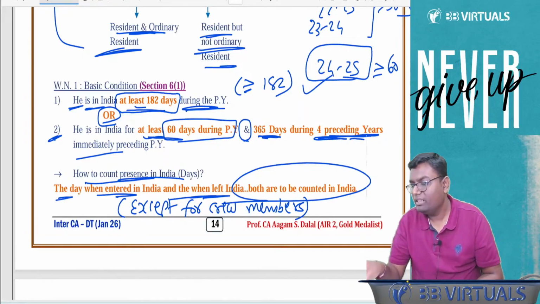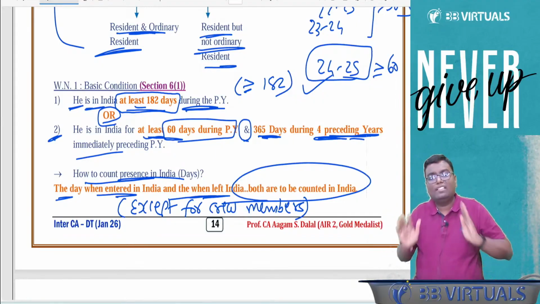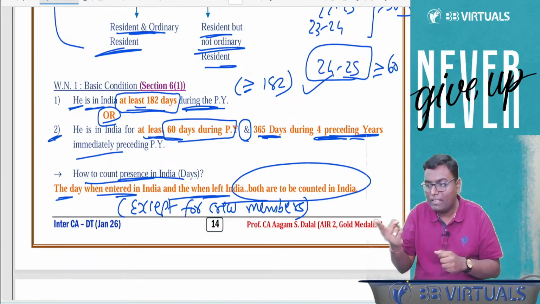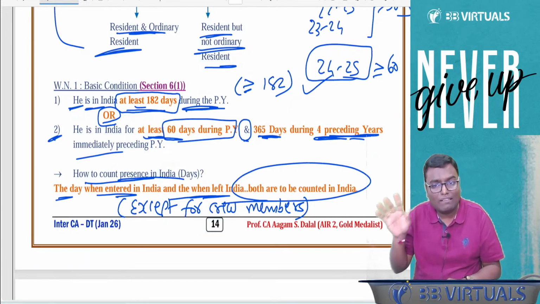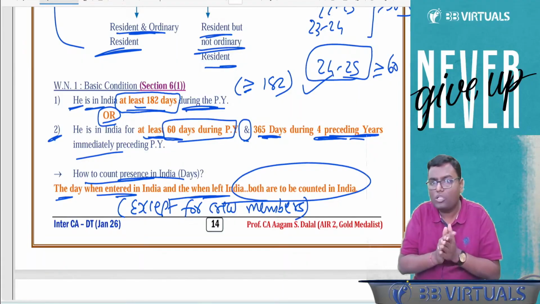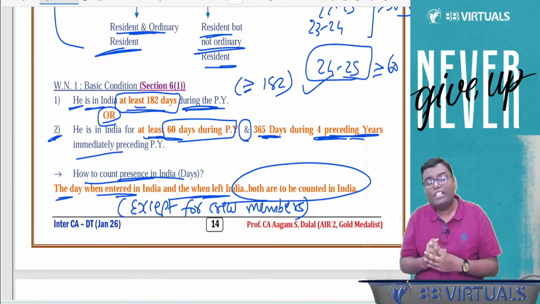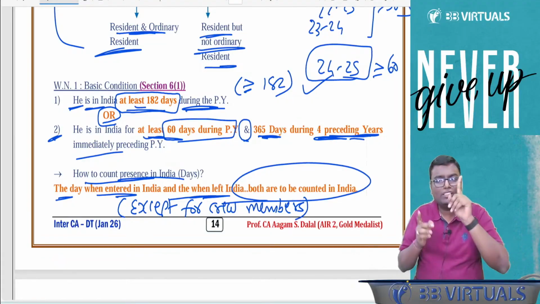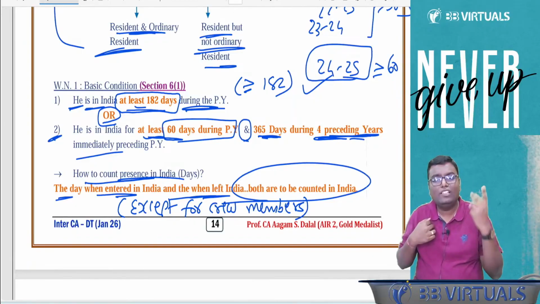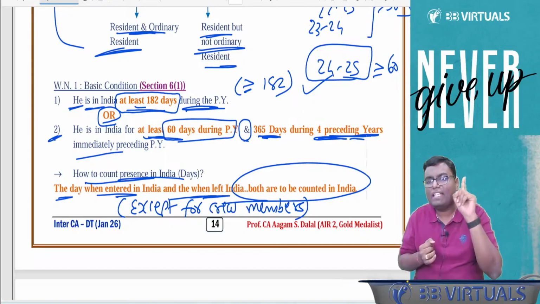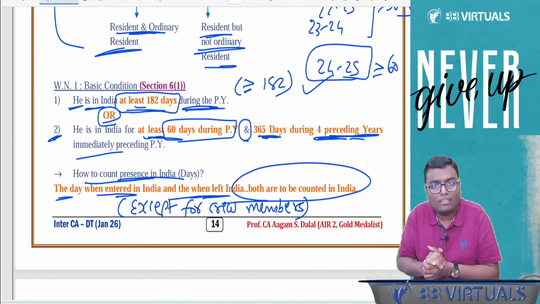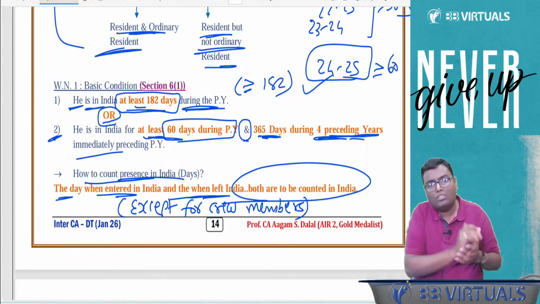Okay, so tell me what we learned up to now in this chapter. Either you can be an individual or HUF, or you can be any other person. If you are an individual or HUF, either you are resident or you are non-resident. If you are resident, either you can be resident and ordinary resident or you can be resident but not ordinary resident. How to determine residential status of an individual? Section 6 subsection 1 read with section 6 subsection 6. First, I will tell you two basic conditions. You need to satisfy any one of them. If you satisfy any one of them, you will become resident of India. If you don't satisfy, you will become non-resident.